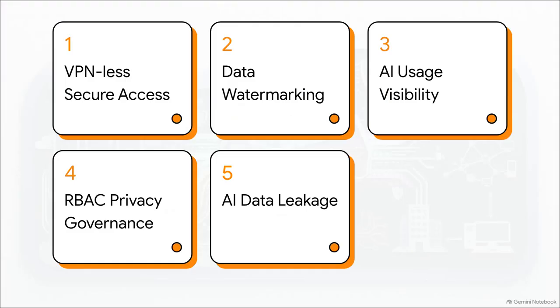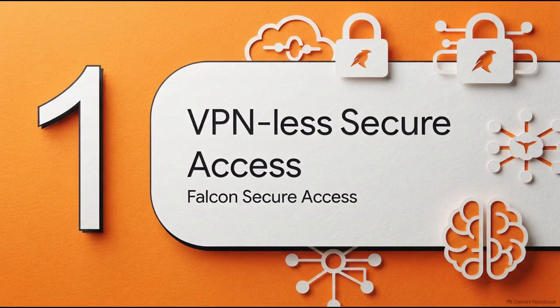To tackle this, we're going to follow a deliberate journey, stress testing this architecture across 5 stages: VPN-less secure access, dynamic data watermarking, AI usage visibility, RBAC privacy and governance, and finally, AI data leakage prevention. Let's jump in. Phase 1, VPN-less secure access.